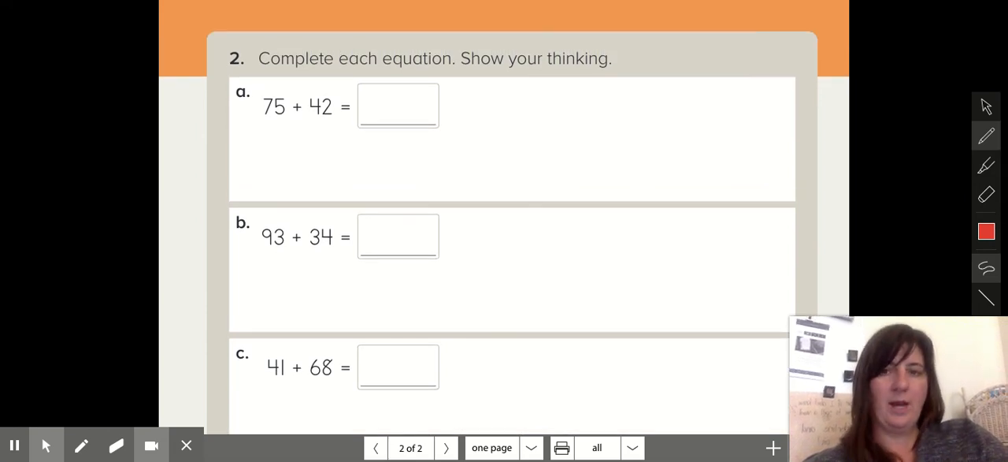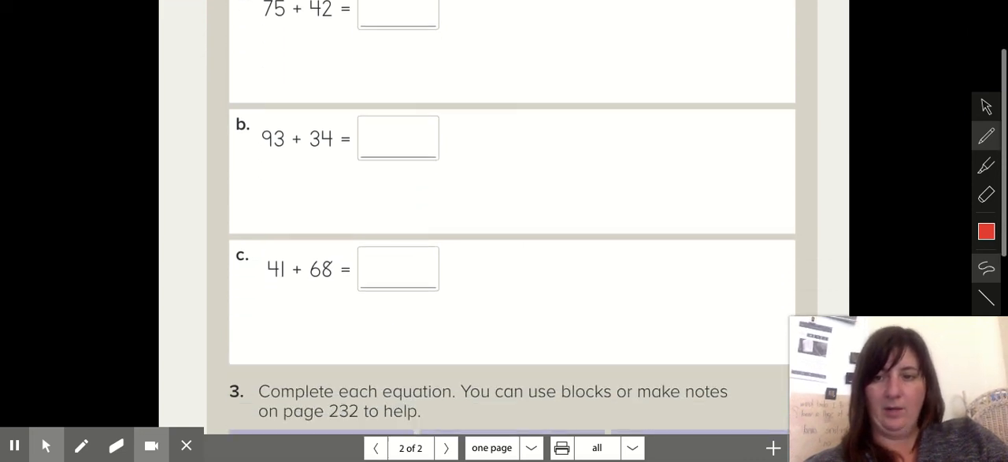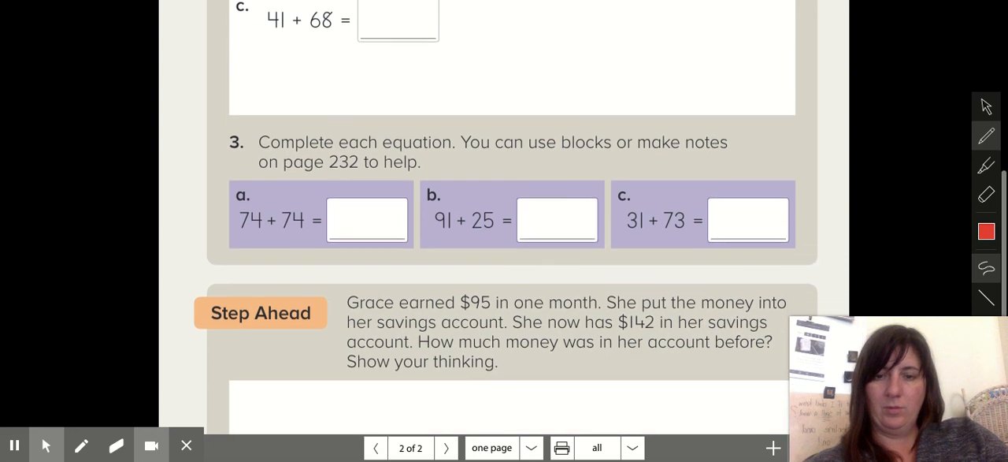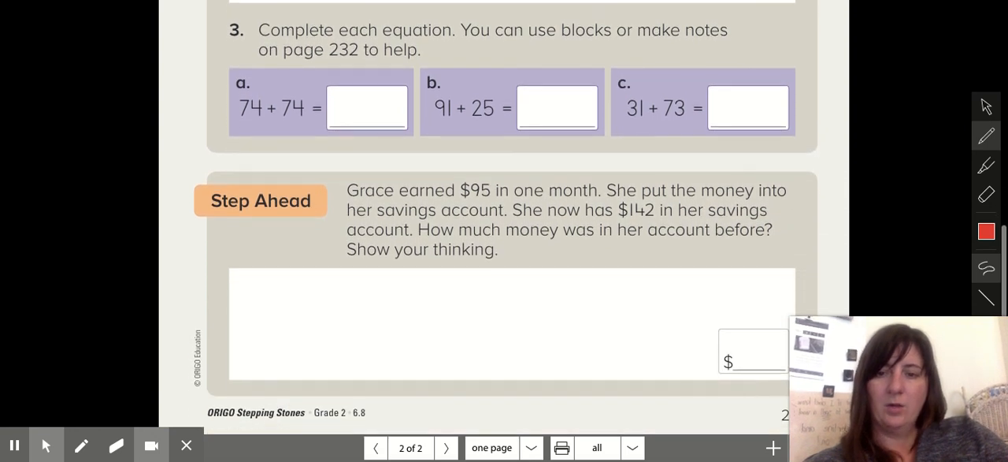here. You can either do the stacking, or you can draw out the tens and ones. You could use a number line, whatever method works best for you guys. So there's some more here, and then the step ahead. Grace earned $95 in 1 month. She put the money into her savings account. She now has $142 in her savings account. How much money was in her account before? Show your thinking. So give that a try, guys, and let me know if you need help.